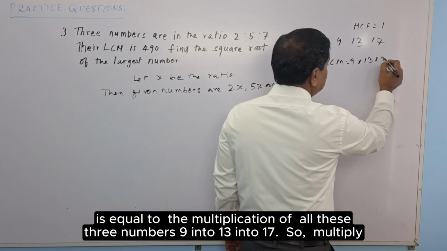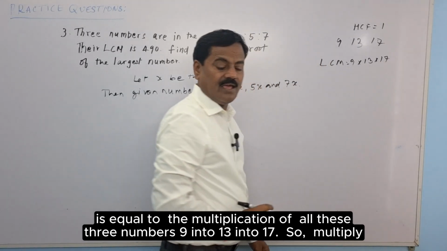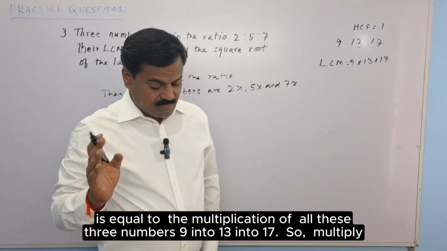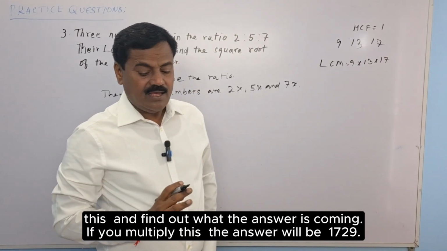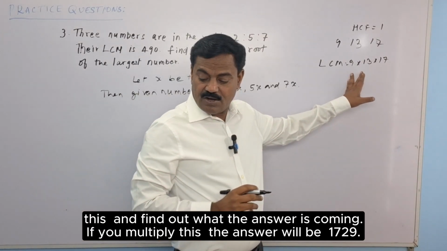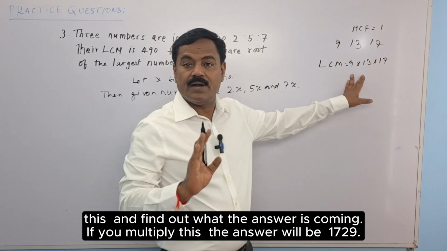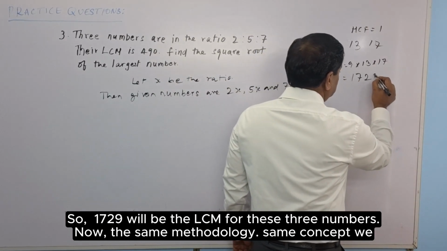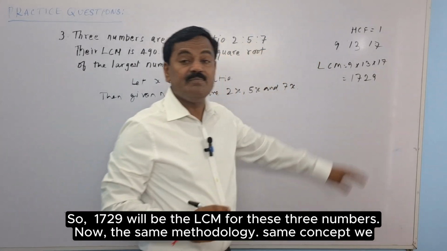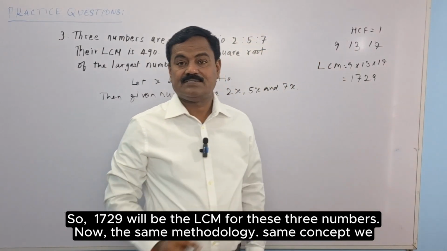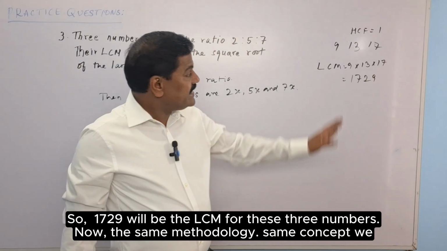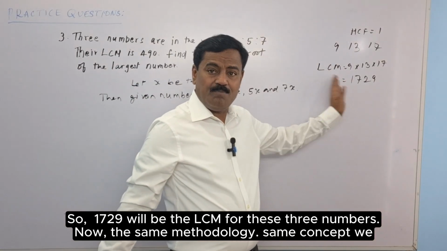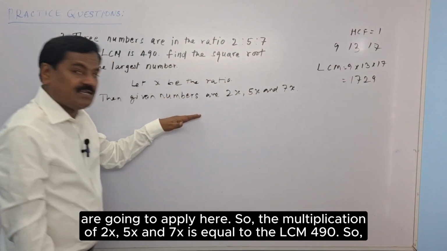9 into 13 into 17. Okay. So you multiply this and find out what the answer is coming. If you multiply this, the answer will be 1729. Okay. So 1729 will be the LCM for these 3 numbers. Okay. Now the same methodology, same concept we are going to apply here.